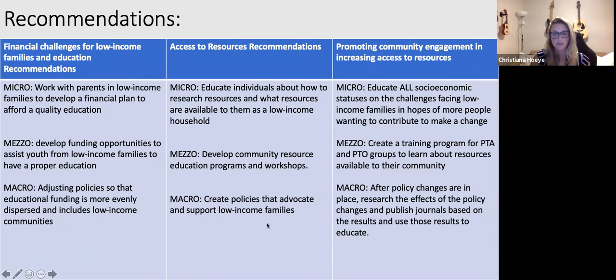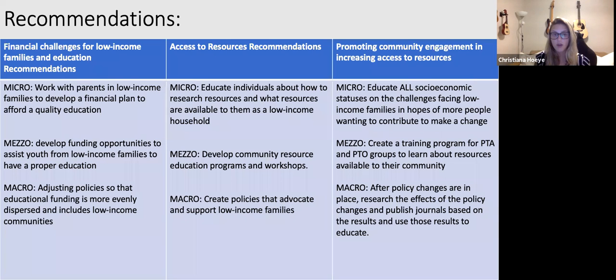So for my recommendations, I broke it down on the micro, meso, and macro level. My recommendation for the financial challenges for low-income families on the micro level is to work with parents from low-income families to develop a financial plan to afford a quality education. This could be savings, education, etc. On the meso level, this is to develop funding opportunities to assist youth from low-income families to have a proper education. On the macro level, this is adjusting policies so that the educational funding is more evenly dispersed and includes low-income communities.